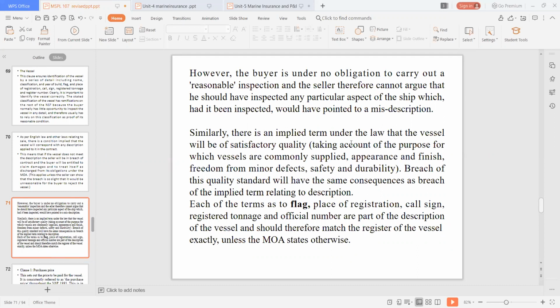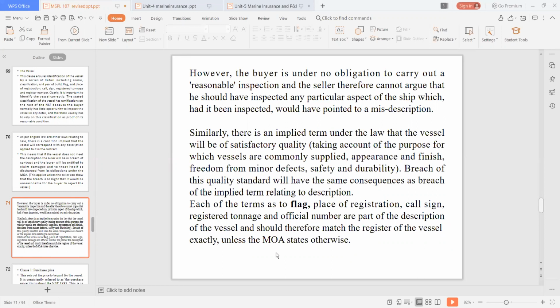Similarly, there is an implied term under the law that the vessel will be of satisfactory quality, taking account of the purpose for which vessels are commonly supplied, appearance and finish, freedom from minor defects, safety and durability. Breach of this quality standard will have the same consequences as a breach of the implied term relating to the description. Each of the terms, such as flag, place of registration, call sign, registered tonnage, and official number, are part of the description of the vessel.